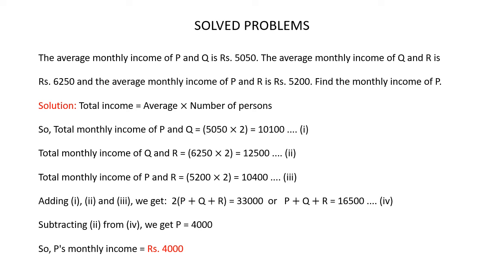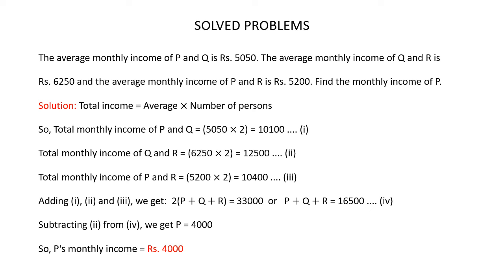So it's given that the average monthly income of P and Q is 5,050 rupees. So total monthly income of P and Q is equal to 5,050 multiplied by 2, which is 10,100. So P plus Q is 10,100. This is the first equation.